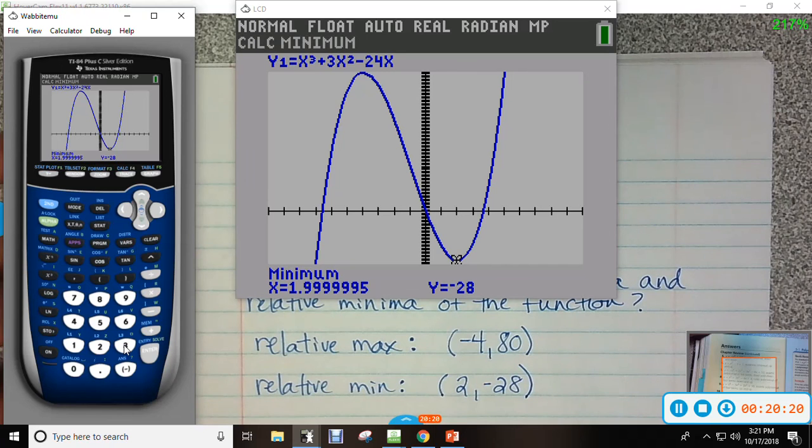Those are your relative maxima and relative minimums. Now, just in case you were curious, maxima is the plural of maximum, if there's more than one, and some of these graphs will have more than one. Minima is the plural of minimum.